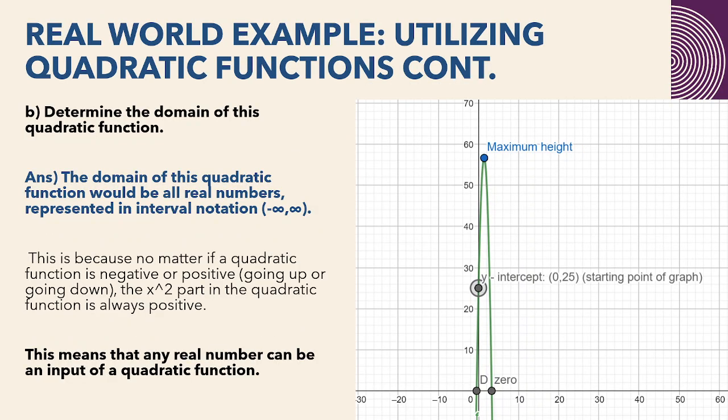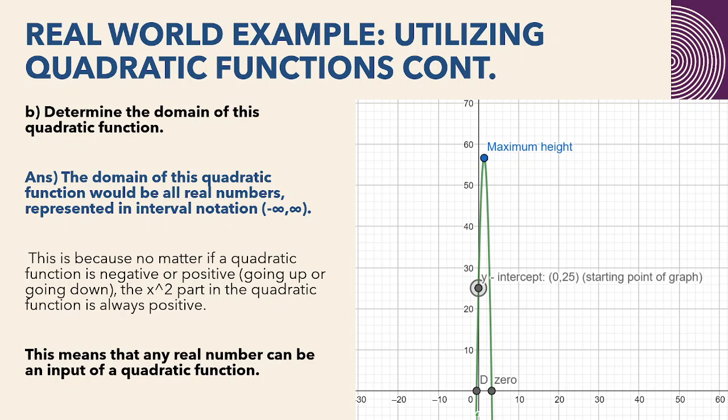So this is a continuation of the question. So in part B, they're asking us to determine the domain of this quadratic function. And our answer would be that the domain of this quadratic function would be all real numbers, represented in interval notation, negative infinity, comma infinity.